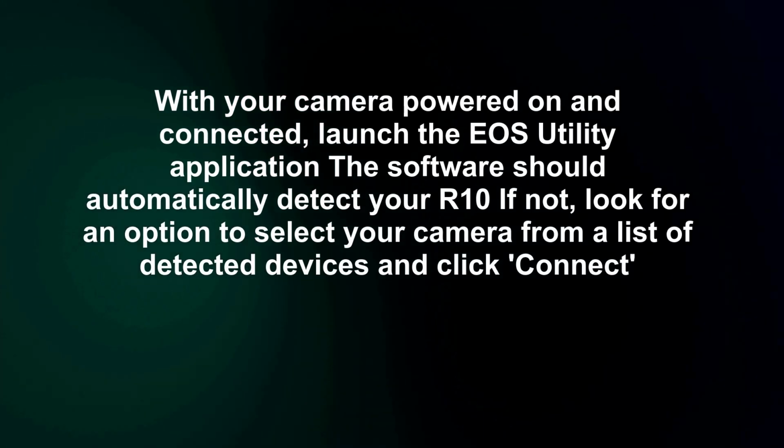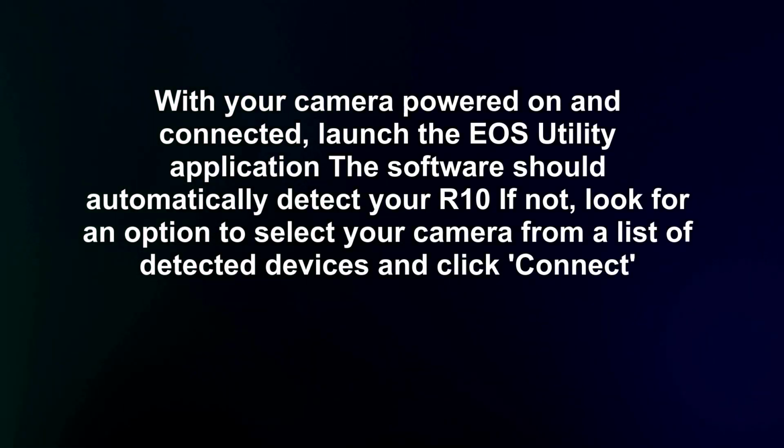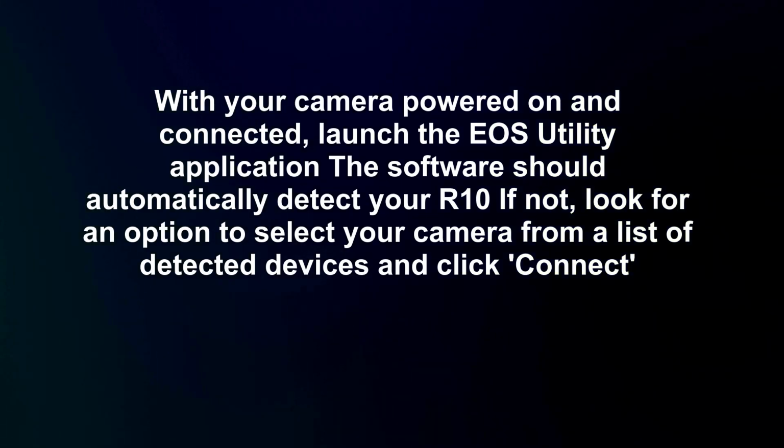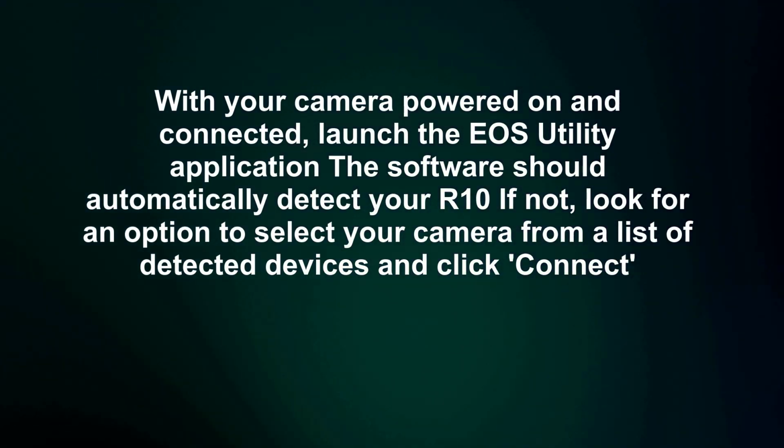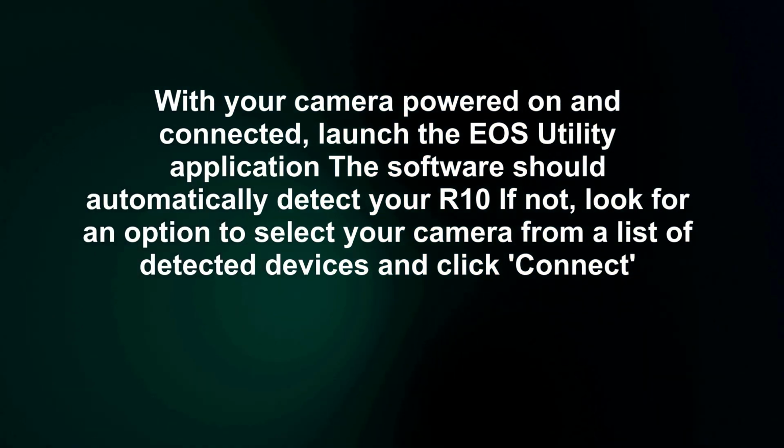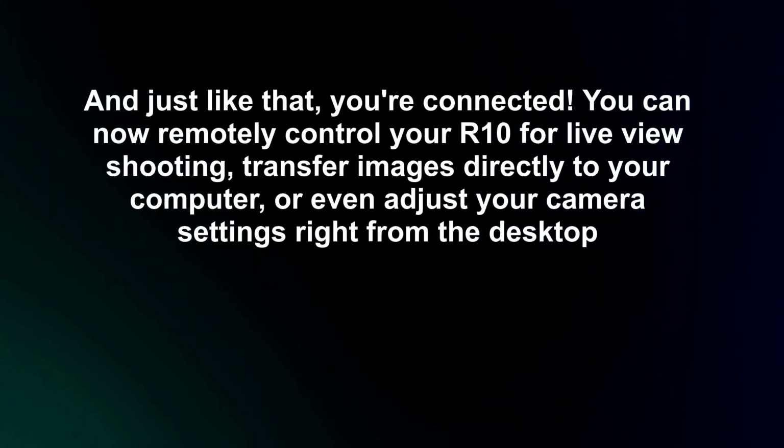With your camera powered on and connected, launch the EOS Utility application. The software should automatically detect your R10. If not, look for an option to select your camera from a list of detected devices and click Connect. And just like that, you're connected.